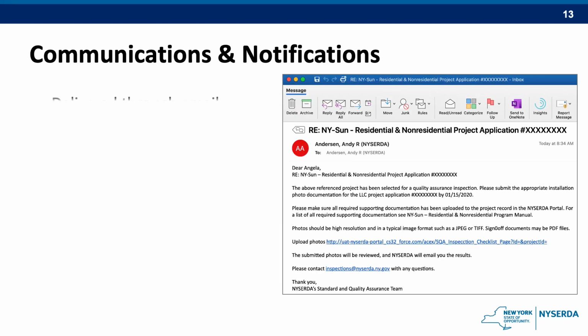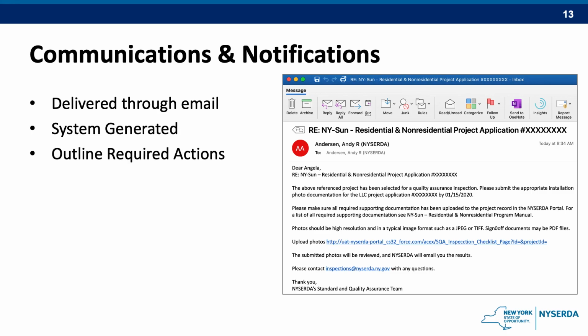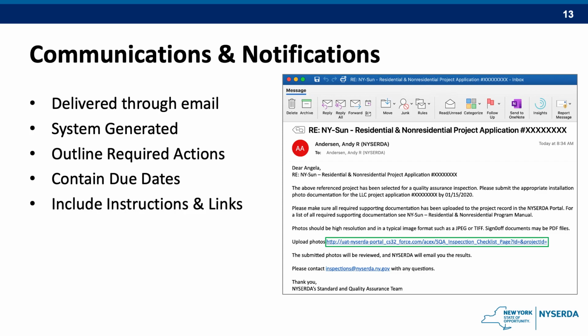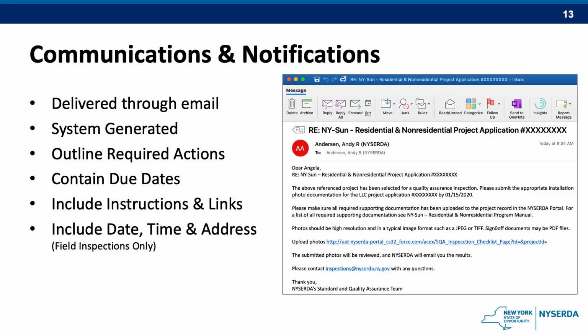Contractors and builders receive inspection communications and notifications through email. These communications are generally system-generated and outline the required actions and relevant details to complete your part of the inspection process. For actions that have due dates, the due date is also included within this email notification. Additionally, these emails may also contain further instructions as well as links to the appropriate page in Salesforce to complete your work. Notifications will also be sent for inspections that are canceled or rescheduled or for report distribution. And lastly, for field inspections, these communications will also include the inspection date, time, and address.